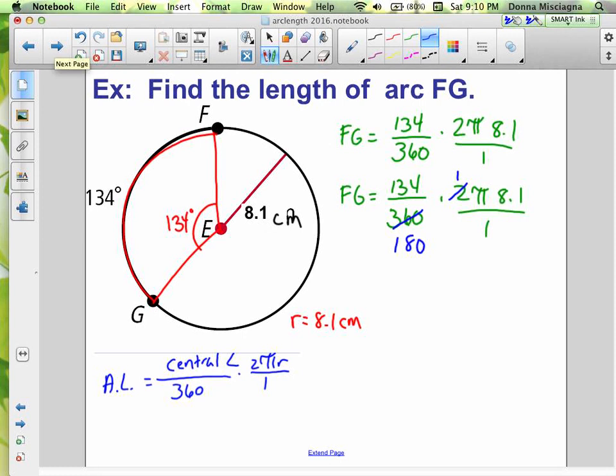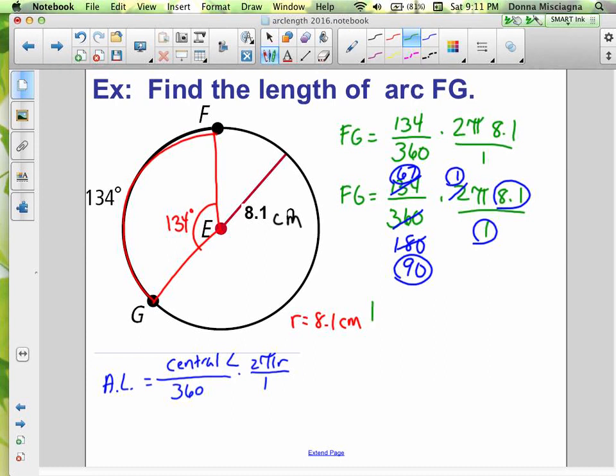Well, let's see, 134 and 180. All right, well, they're both divisible by 2, right? So 134 divided by 2, that would be 67, and that's a prime number, so we're done there. 180 divided by 2 would be 90. So we have 67 times 1 times pi times 8.1, and then we have 90 and 1 in the denominator. So not a whole lot of reducing here.